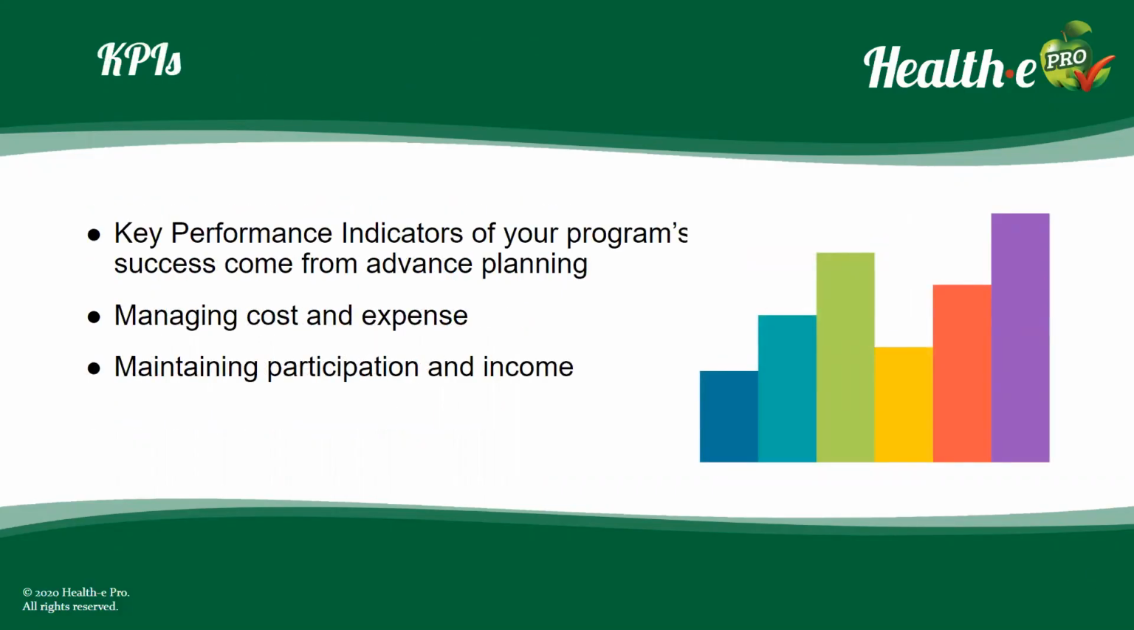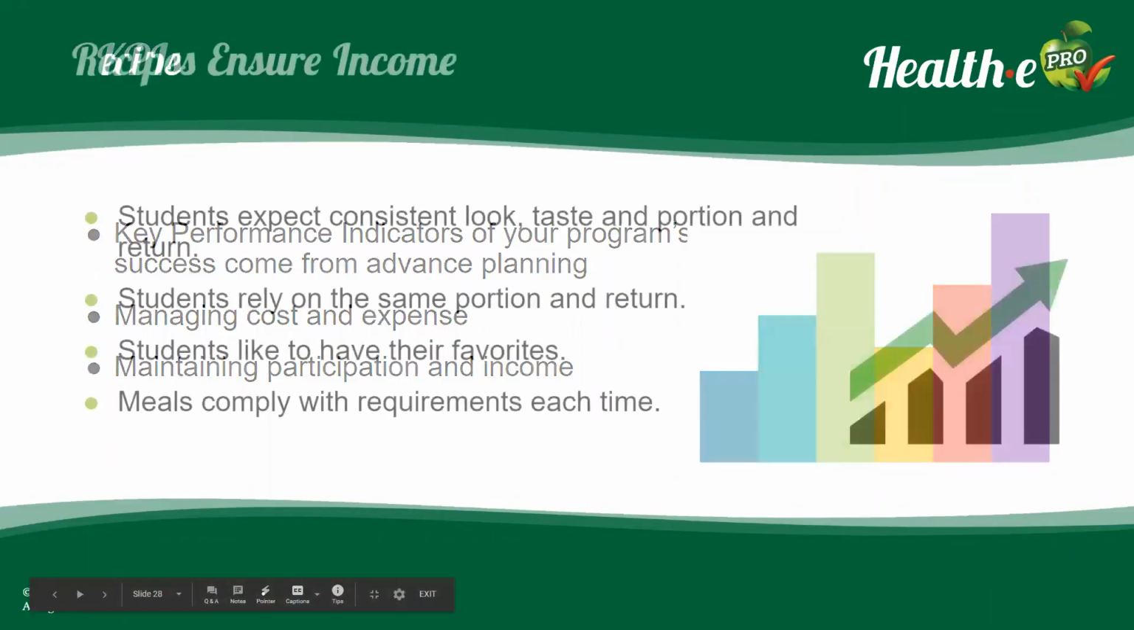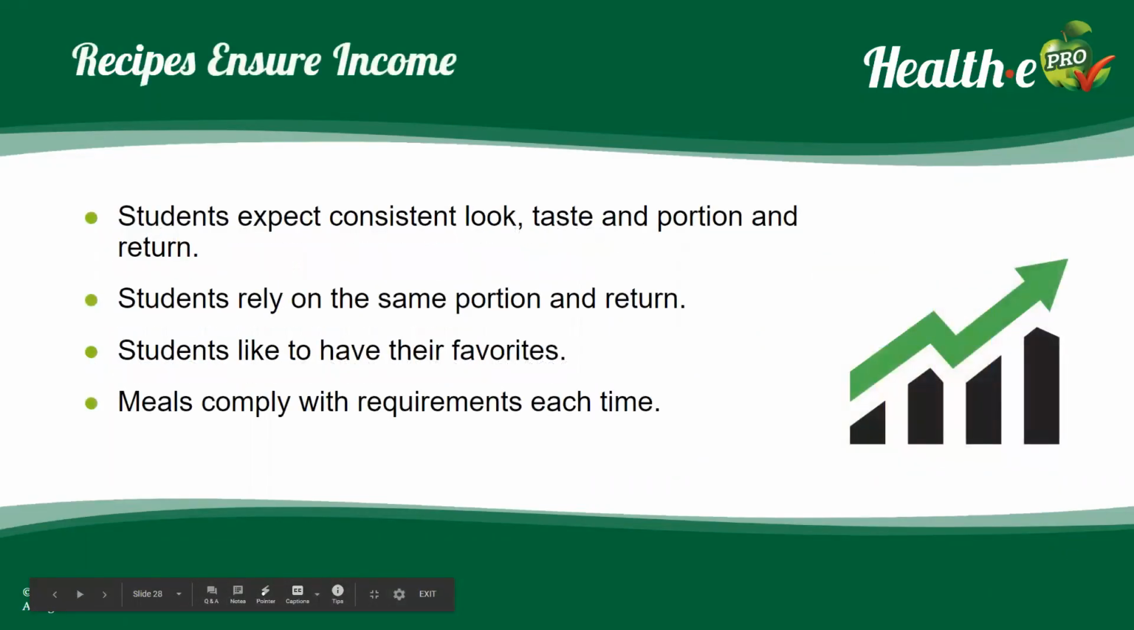All of these recipe factors contribute to the key performance indicators for child nutrition. KPIs are the markers that you measure to determine the success of your program, income and expense. Recipes contribute to income. A consistent product and portion ensure students return and participate. Appealing food every time will ensure the students want your meals, and compliant meals ensure that you get reimbursement.